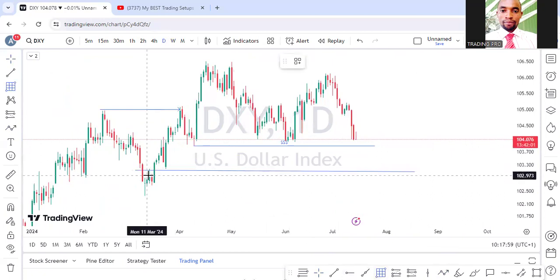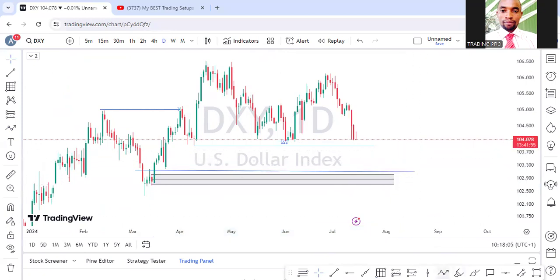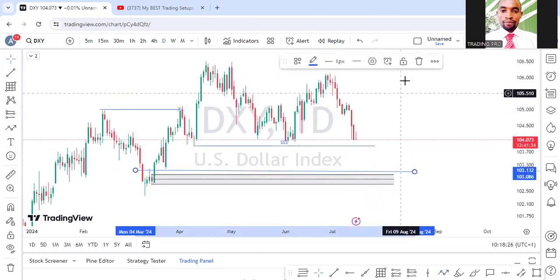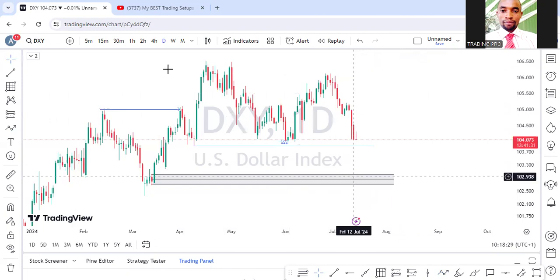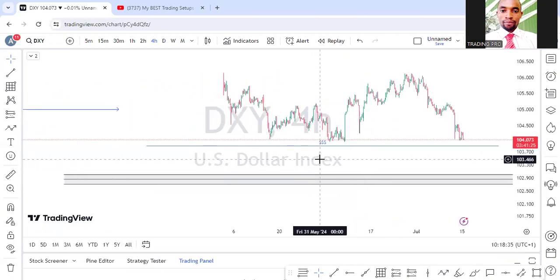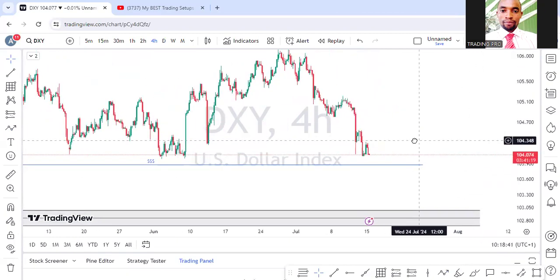Now I can see that we have this order block here. Our projection for this week is for the dollar to sweep this liquidity, then come to this bullish order block, and that will give us the kind of bullish move we are expecting for this week. With this, it means that we will also be having a bearish week on the DXY. Dropping to 4 hours, we see the same scenario as the daily time frame.